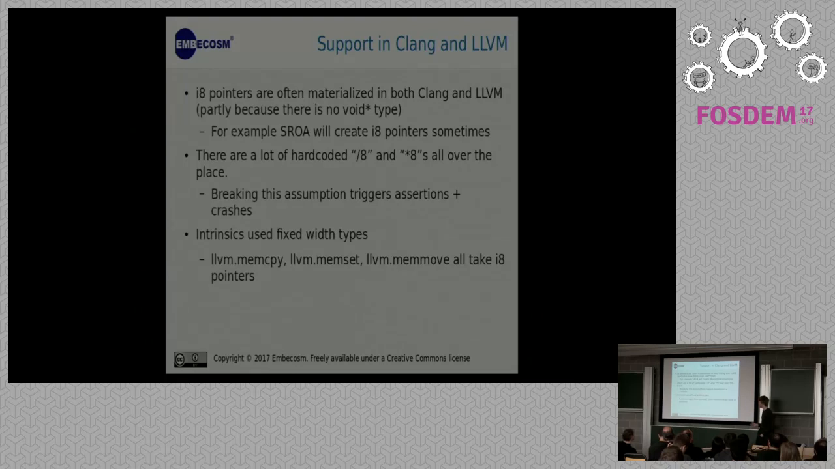But it does mean that these cases of divide by 8 and multiply by 8 need to be fixed. All of the intrinsics also use fixed width types, or at least the key ones which you need to support to do anything useful, like memcpy, memset, memmove. They all take i8 pointers. And obviously this maps quite cleanly to what the libraries expect. The libraries expect chars, and this is just an assumption that your char is i8, and therefore whenever you call memcpy, memset, memmove, you'll end up with the assumption that the pointers are all i8.